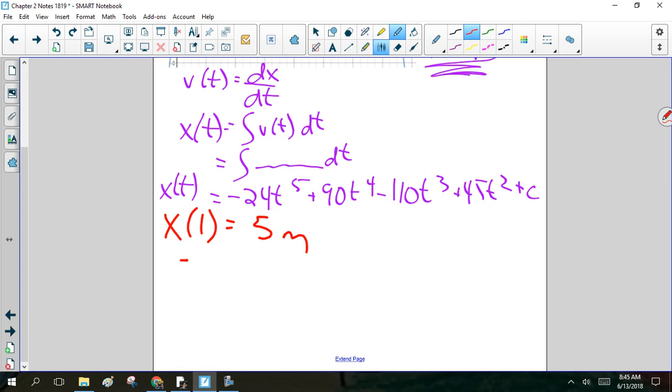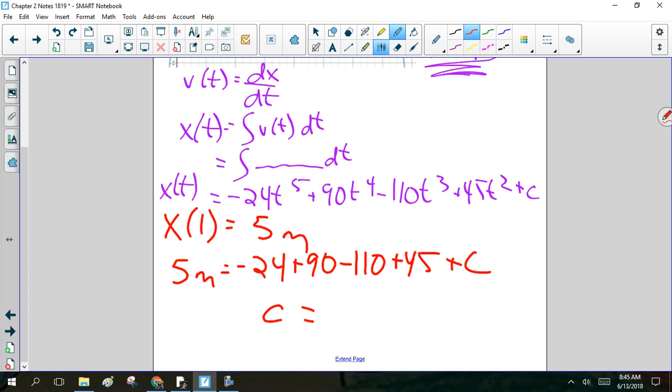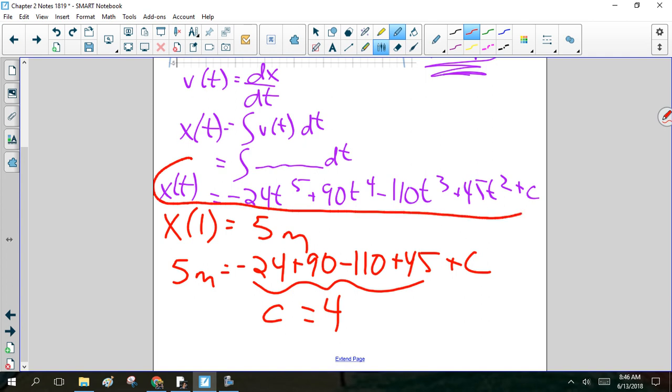So you get 5 meters equals negative 24 times 1 to the 5th plus 90 times 1 to the 4th minus 110 times 1 to the 3rd plus 45 plus c, and solve for c. If I remember right, this whole mess gives you 1, which means that c has got to be 4. So my final answer is this, but you replace your c with 4. Okay, so that is that.